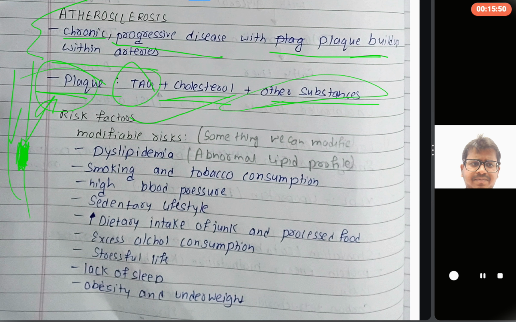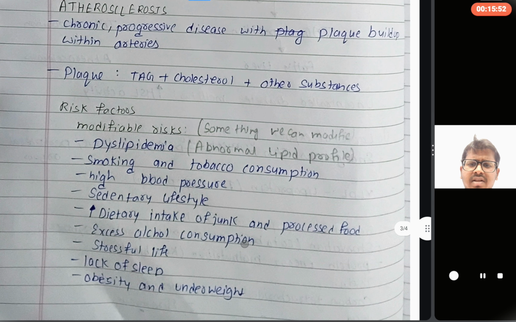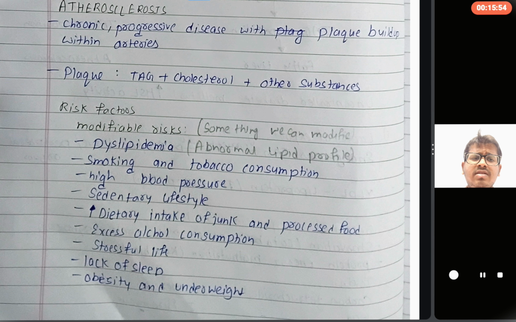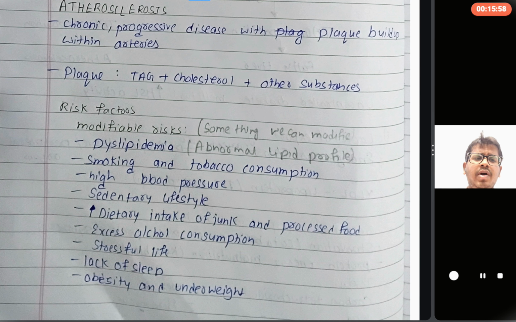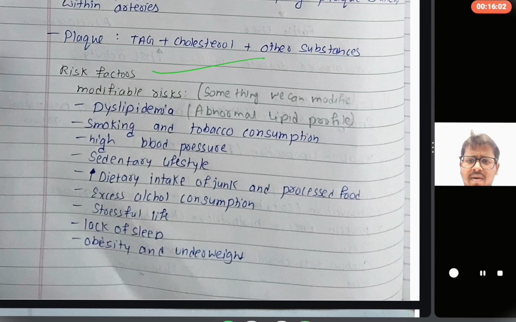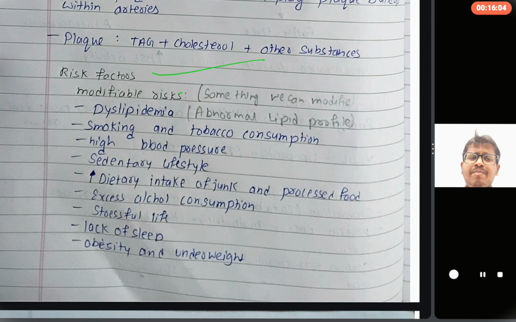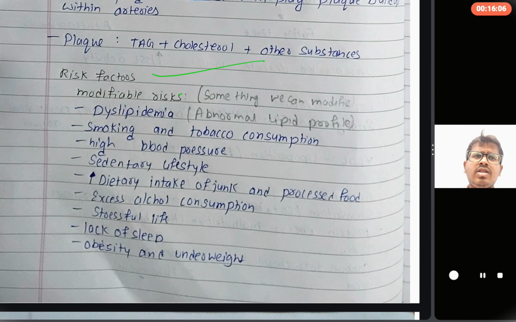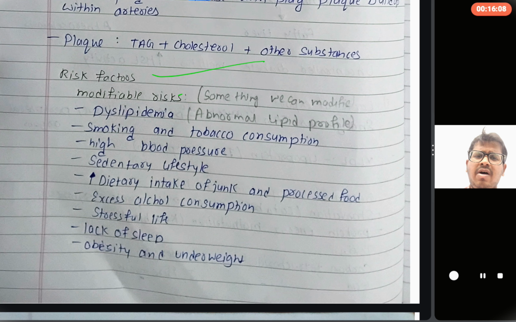What are the risk factors that make a blood vessel atherosclerotic? First of all, there are modifiable risk factors, something we can change in our life, and non-modifiable ones, something we can't change in our life. The modifiable risks are the ones we can change.